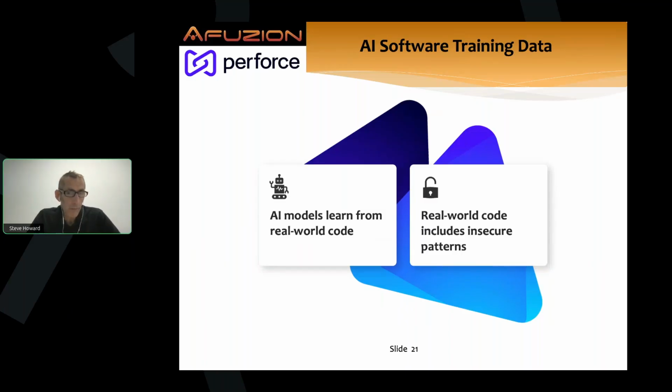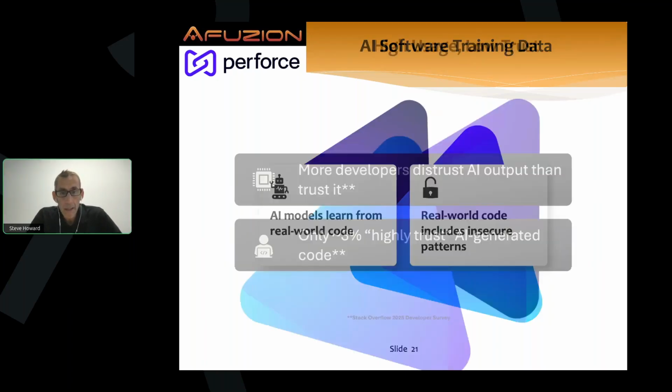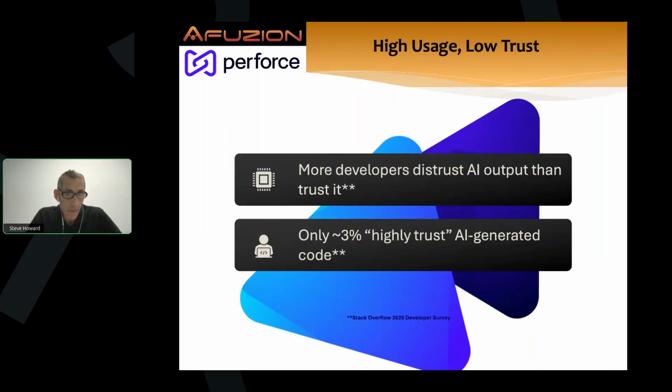And those AI models have learned what they know about writing software from real world code, often a lot of the open source code out there, or anything that's been checked into GitHub maybe. And the problem is that this real world code includes insecure patterns. It has security issues, especially if it's used out of context. There might be new security issues caused by known patterns being used in unknown contexts. And that means that we lose a little bit of trust.